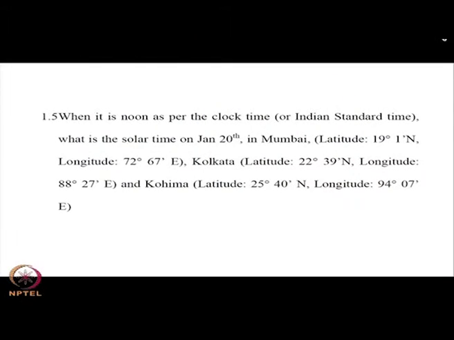So, we shall go to the next problem, 1.5. When it is noon as per the clock time or Indian Standard Time, what is the solar time on January 20th in Mumbai, Kolkata and Kohima, which have certain latitude and longitude. So, these locations once again are picked up, so that one has the westmost more or less in India and the other one the easternmost longitude in India. That will give the time difference compared to the standard time and the so called solar time.